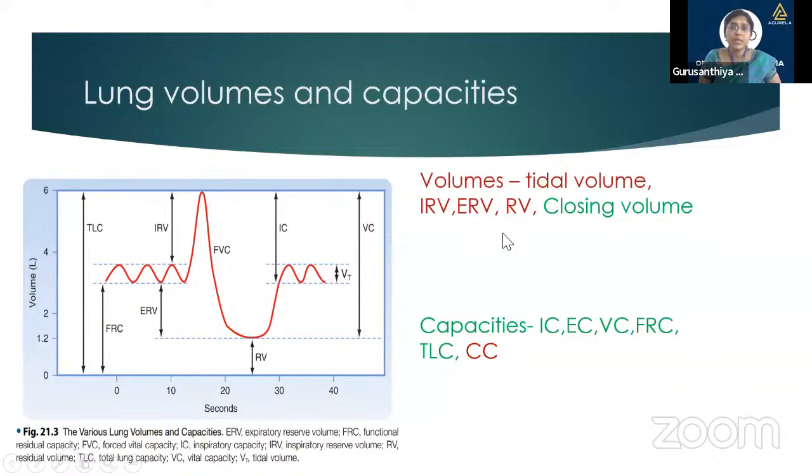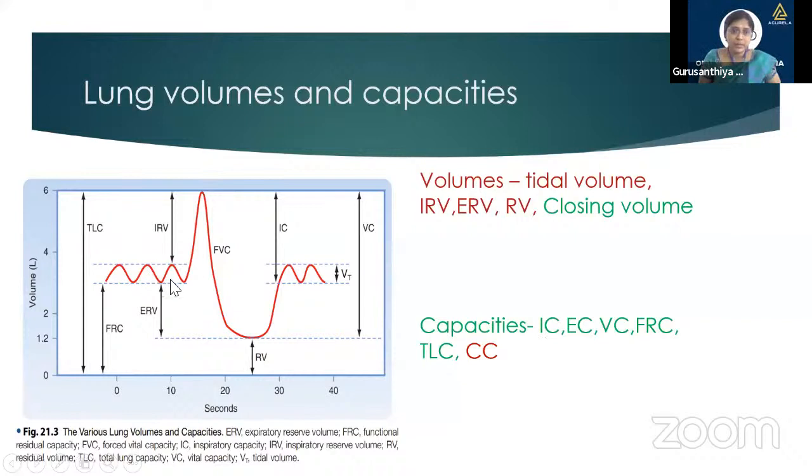Then comes the residual volume. How much air is remaining in the lungs after a deep expiration following a deep inspiration is the residual volume. As you can see in the graph, this cannot be measured by spirometry. Coming on to capacities, first is the inspiratory capacity.